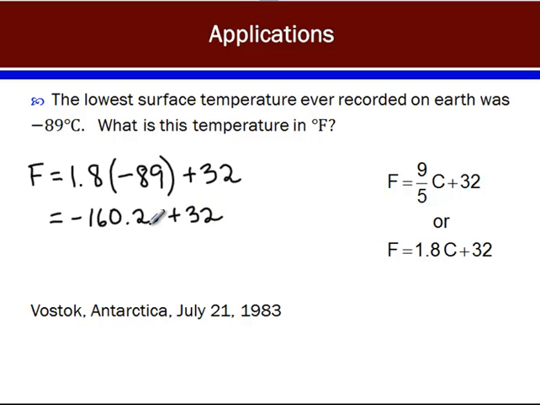And when you add a negative number to a positive number, you actually end up subtracting them. And in this case, we'll have a negative answer because we have more negatives here than we have positives. And it turns out to be negative 128.20 degrees Fahrenheit. So minus 89 in Celsius is minus 128.20 degrees Fahrenheit.